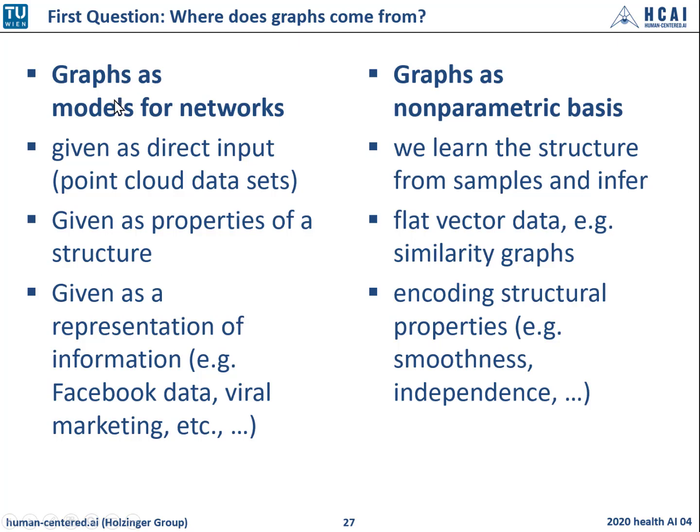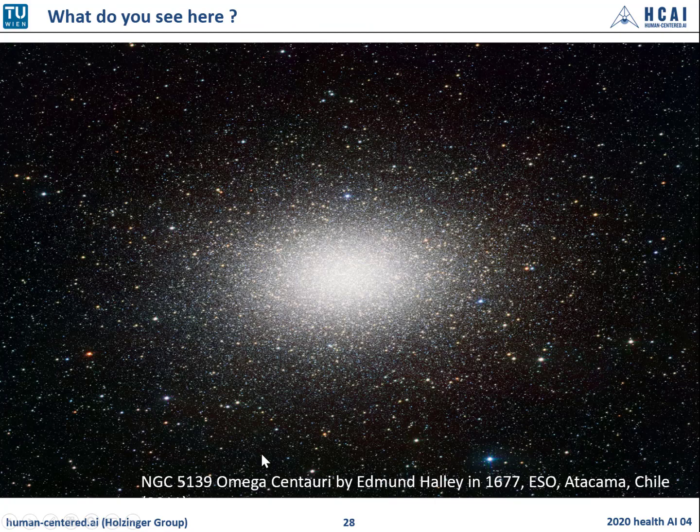Or on the other hand, graphs as models for networks given as direct input, we will see that now, point cloud datasets given as properties of a structure, for example, as a representation of information. We will see here some examples. Okay, so the first example here, what do you see here? Yes, this is looking at the stars, and this is macroscopic data.